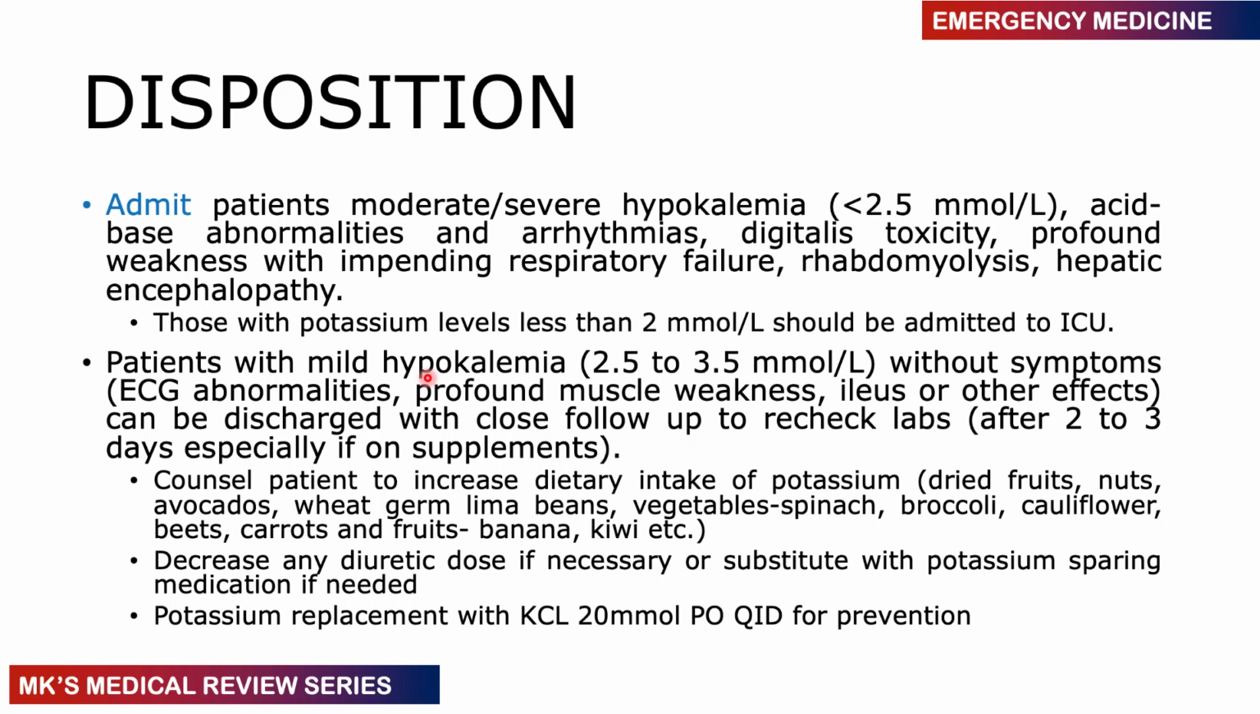If they are on supplements especially, counsel your patients to take foods that are high in potassium: dried fruits, nuts, avocados, wheat germ, lima beans, vegetables like spinach, broccoli, cauliflower, beetroots, carrots, even fruits like bananas and kiwis. So you want to decrease the dose of any diuretics that are potassium wasting or substitute them with potassium sparing medication. Then of course replace the potassium with about potassium chloride 20 millimoles orally 4 times a day to prevent any hypokalemia.